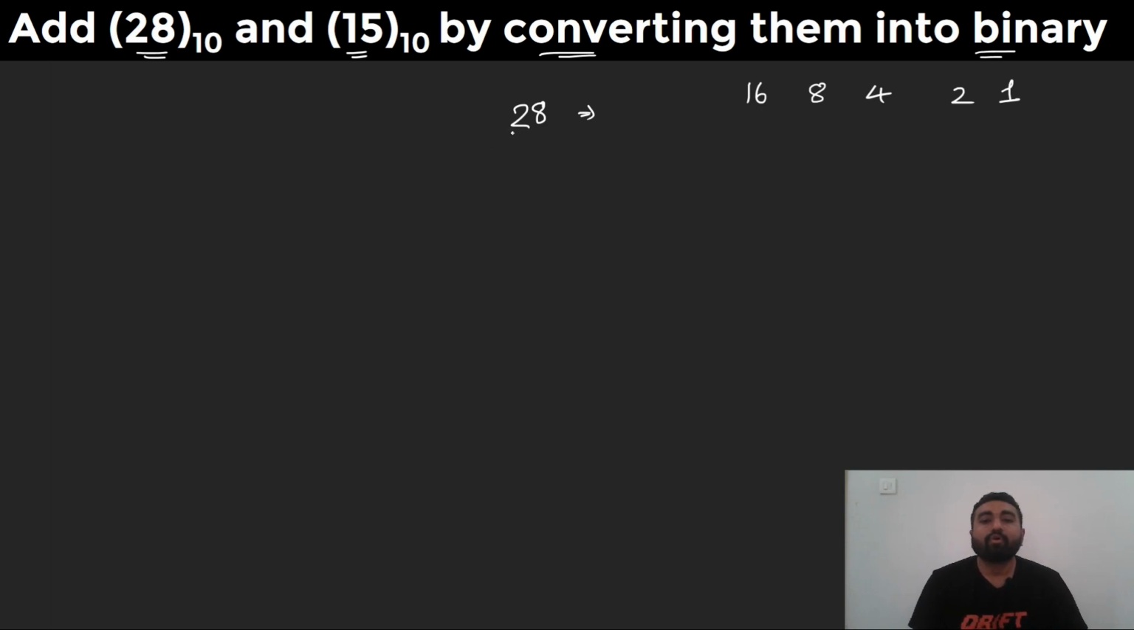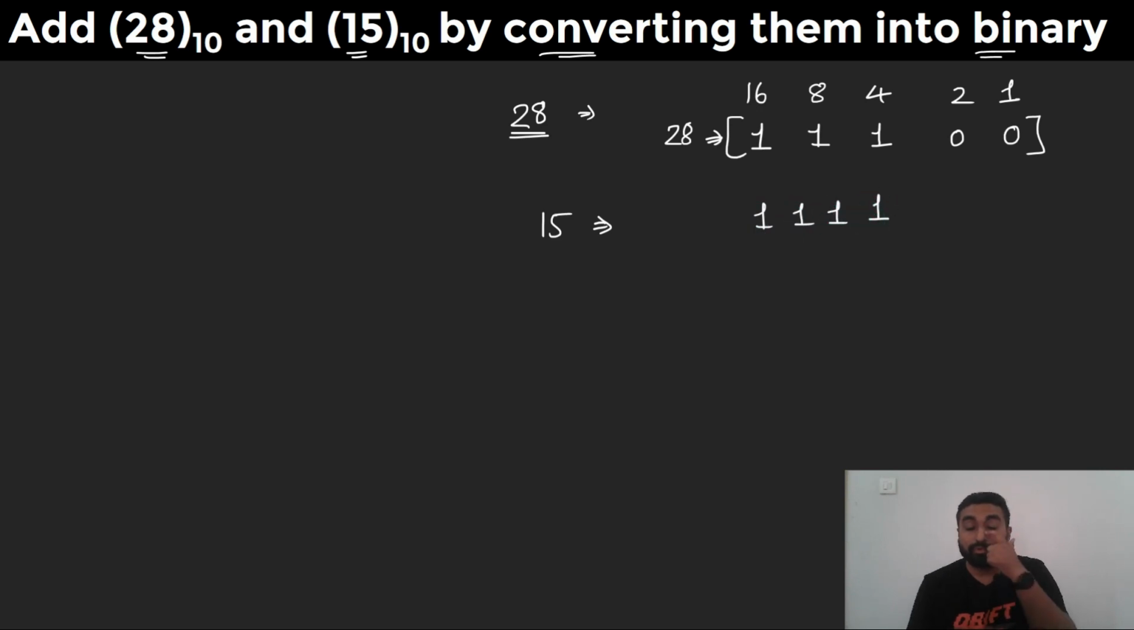Now we want 28, so I guess 16 plus 8 is 24, and 24 plus 4 is 28, and for these 2 bits we will put 0. So 28's binary is 11100, and for 15, I guess you all remember this, it is nothing but 1 1 1 and 1, right? I have told you in the beginning of this playlist that you need to learn by heart the binary numbers of 0 to 15.